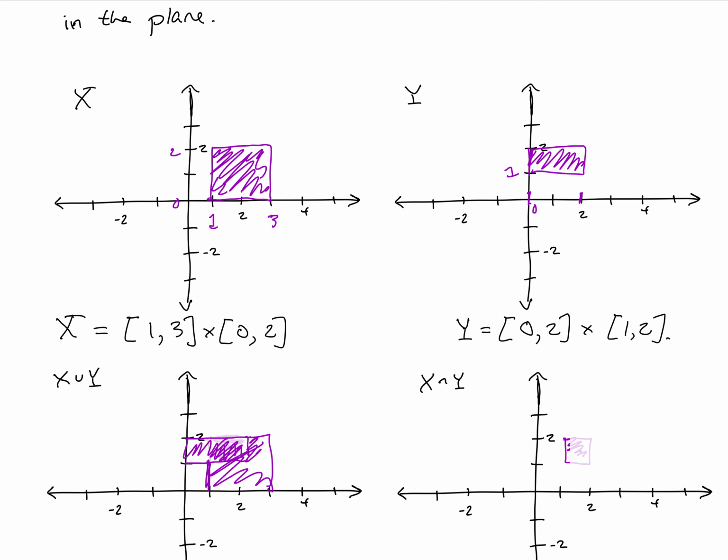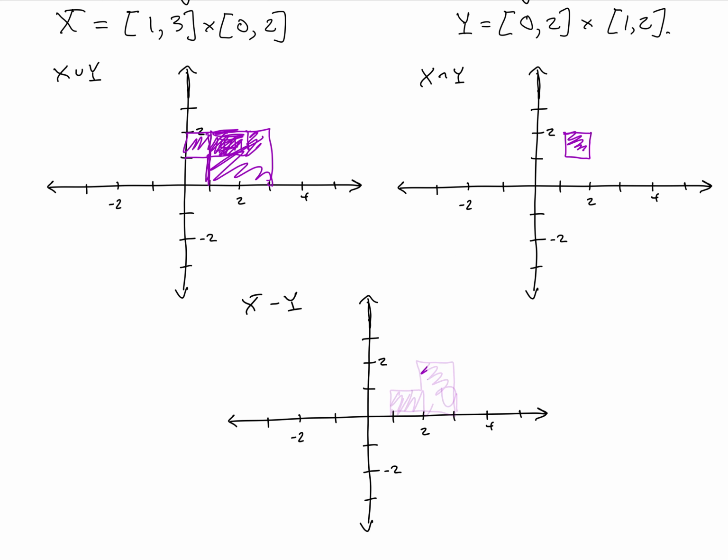X intersect Y is just going to be that little box that we see drawn here, this intersection. And so that's just a unit square over 1, 2 here. So this is the intersection of X and Y. And lastly, the difference of X and Y, the elements that are in X but not in Y. So that would give us the things that are in X and not in Y. So there is X minus Y right there.